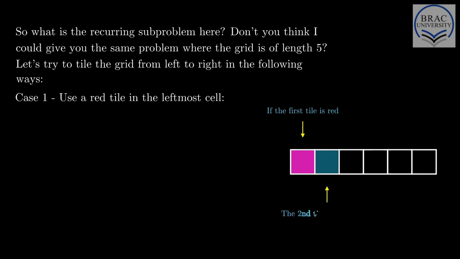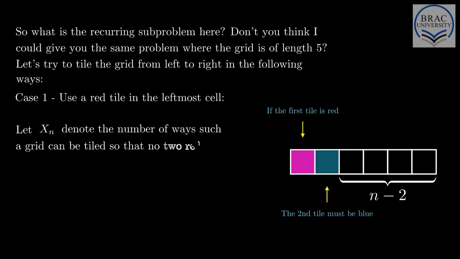So now let's systematically try to color this grid. If we color this grid from left to right, there are two cases. First case is if we use a red tile in the leftmost cell. Then the cell on the right should definitely be blue, because if it is red then it will violate the condition. So the second tile must be blue. So now we have n minus 2 more cells to color. If we say x_n denotes the number of ways we can color such a grid of length n so that no two red tiles remain adjacent.